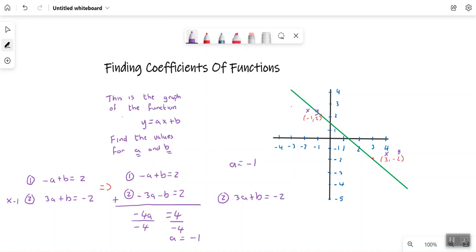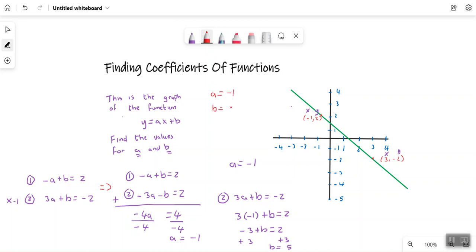And what we do is we substitute in the value of a, which in this case is minus 1, so we can work out what b is. So it's going to be 3 times the value of a, which is minus 1, plus b is equal to minus 2. And then we multiply this out, so 3 times minus 1 is minus 3, plus b is equal to minus 2. And then we want to get rid of this minus 3, so we add 3 here, and we add 3 over here. And that will leave us with b is equal to minus 2 plus 3, which is 1. And those are the answers.